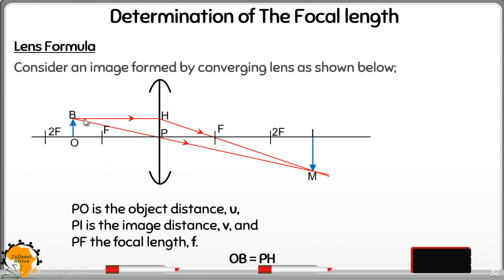So we are going to consider two cases or two triangles. We have this triangle POB and PIM.